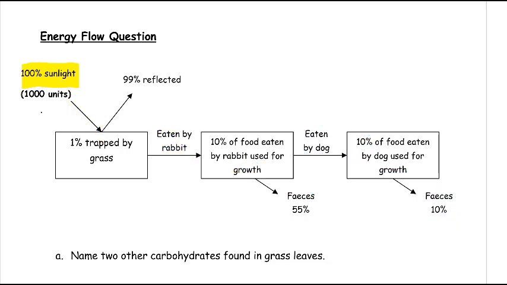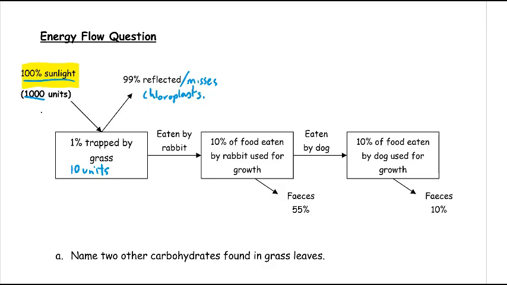So let's go back to the start then. We start with 100% of sunlight, which is 1,000 units. Only 1% of that is trapped by the grass. 1% of 1,000 is 10 units. 99% of it is reflected or misses the chloroplasts or passes through the leaf.